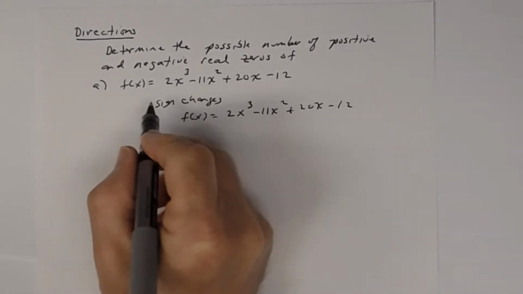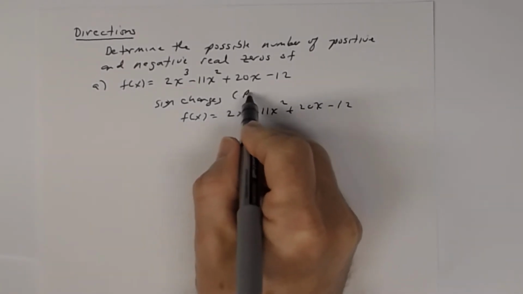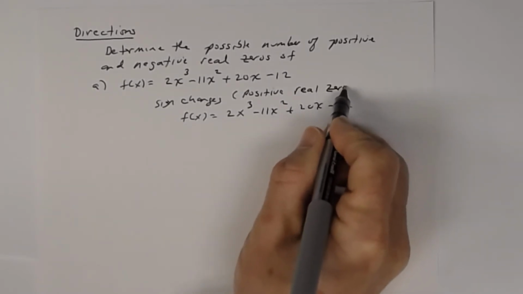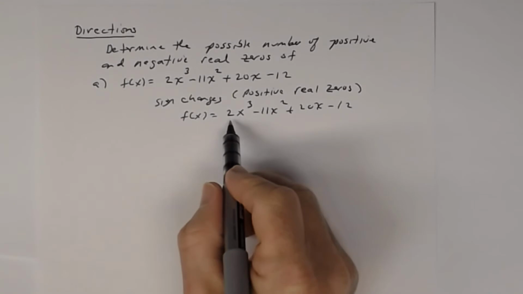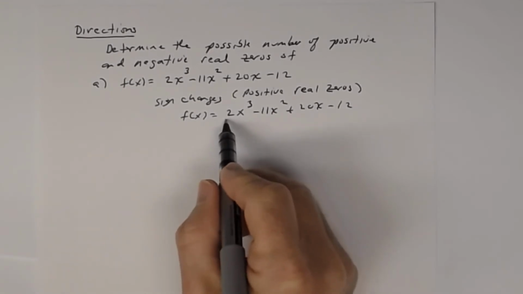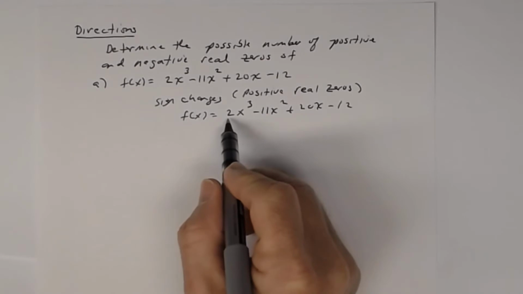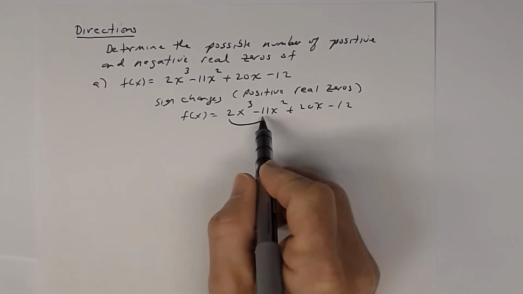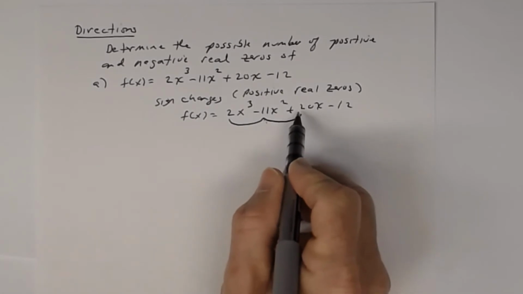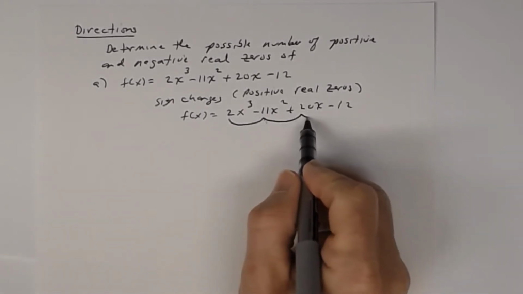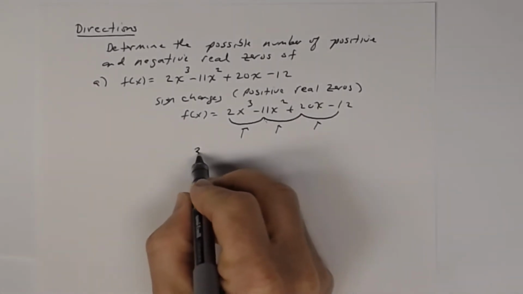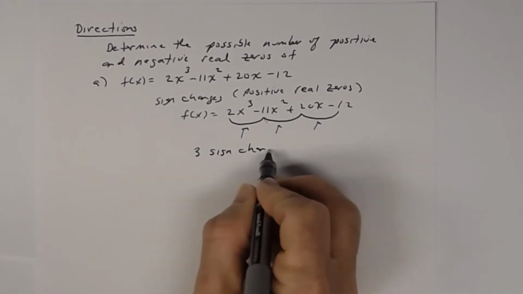All right, so sign changes. And this is going to be the sign changes for the positive real zeros. Okay, so let's look at this. So here I'm going from positive to negative. You look at the coefficients. Positive to negative 11. That's a sign change. Negative 11, positive 20. That's another sign change, right? Positive 20 to negative 12. That's a sign change. So there are 1, 2, 3 sign changes. So there are 3 sign changes.